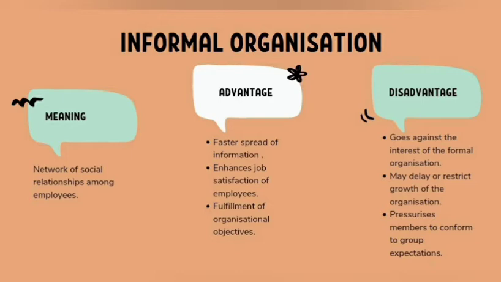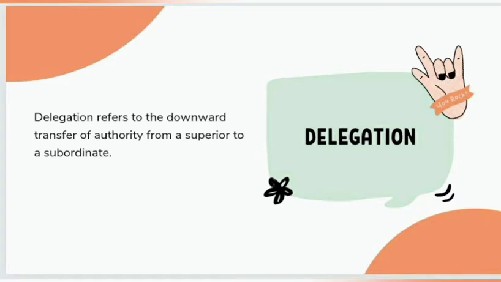Now, let's know the meaning, advantages and disadvantages of informal organization. Informal organization is a network of social relationships among employees, like friends or relatives. Advantages: faster spread of information, enhances job satisfaction of employees, fulfillment of objective goals in the organization. Disadvantages: goes against the interest of the formal organization, may delay or restrict the growth of organization, pressurizes members to conform to group expectations.